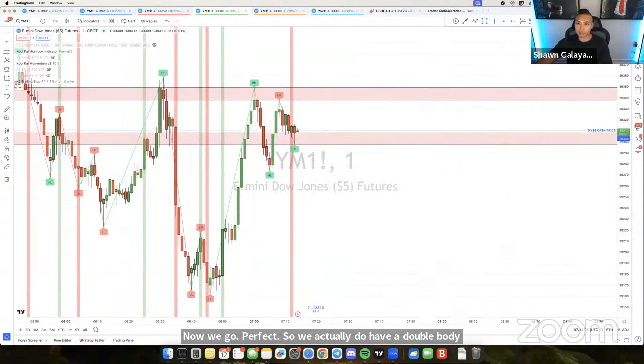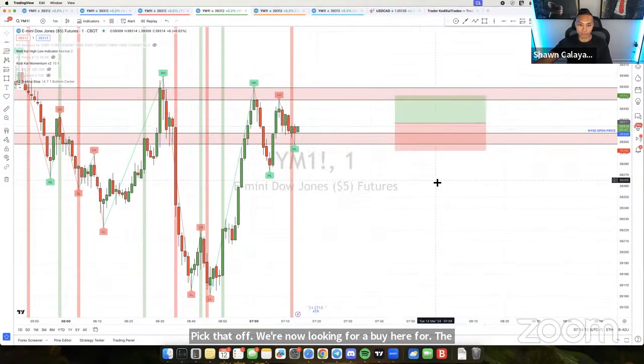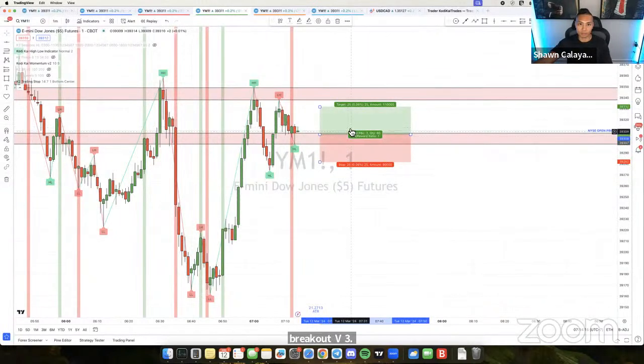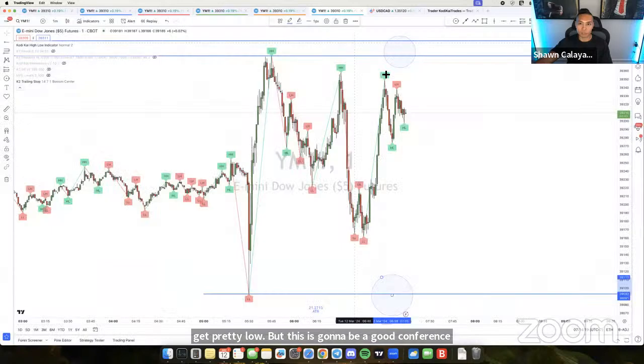Take that off. We're now looking for a buy here for the breakout V3. The only problem is that the volatility is starting to get pretty low. But this is going to be a good confluence for us because if price does push up, it's going to push up to the liquidity up here, right?